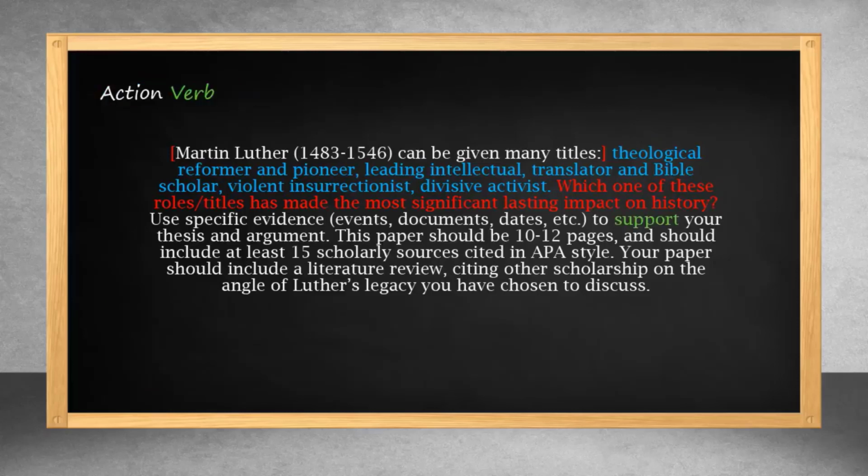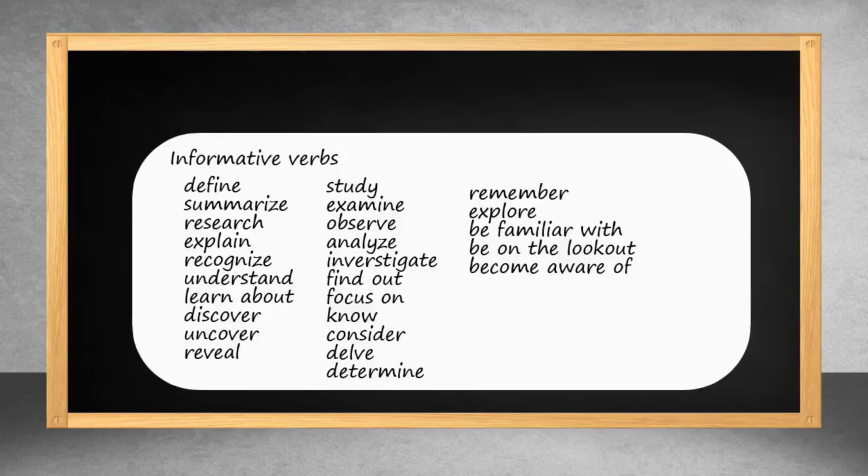The next component to look for when analyzing your assignment is the action or acting verb. This verb by itself leads you to what type of research and project you are to gather and draft. Informative verbs such as define, summarize, research, explain, etc. ask you to demonstrate knowledge of a subject of the research project. The who, what, when, how, where, and why of the subject.